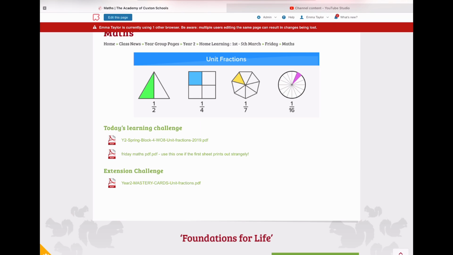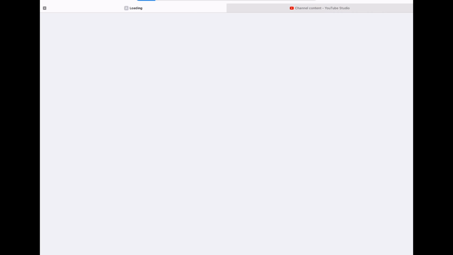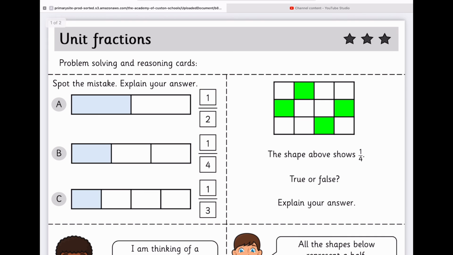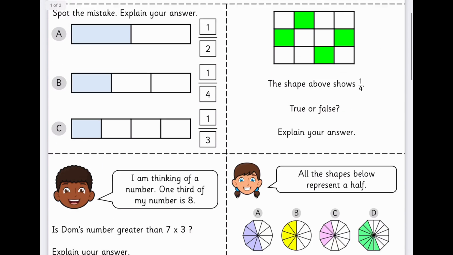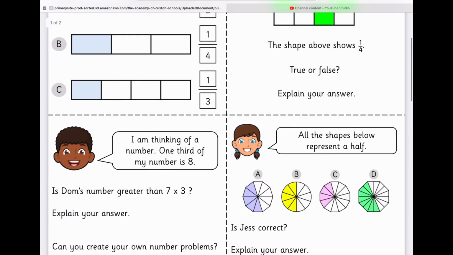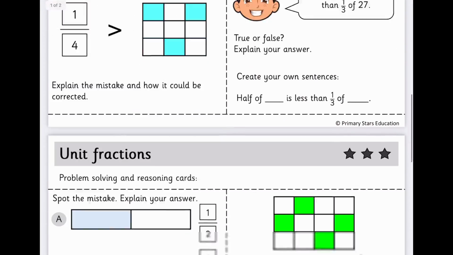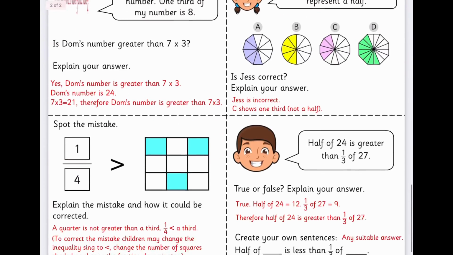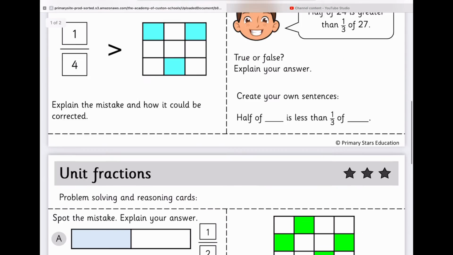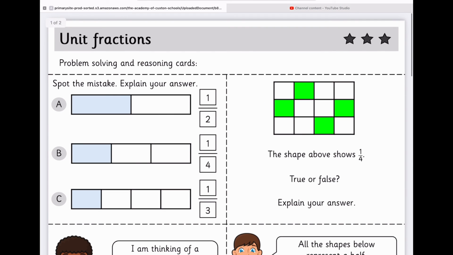Once you have answered your questions, if you are in need of a challenge, there are the mastery cards that you can complete. You don't have to do all of them, just pick 1 or 2 maybe and have a go. And if you want to have a look at the answers, I've included the answer sheet as well if you're not sure on how to answer the question.